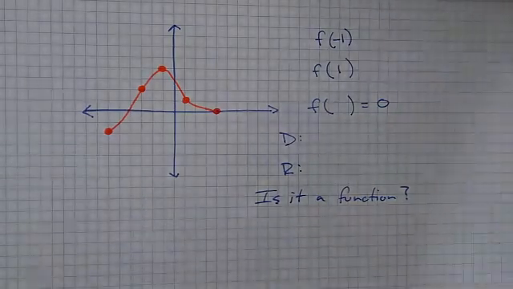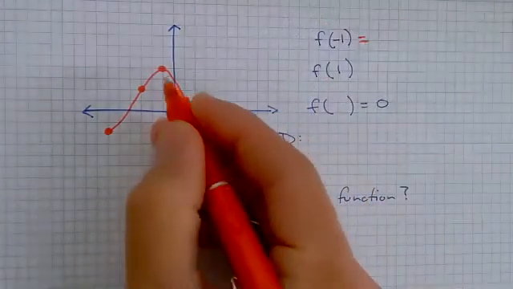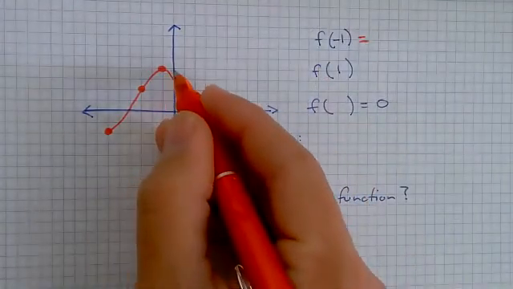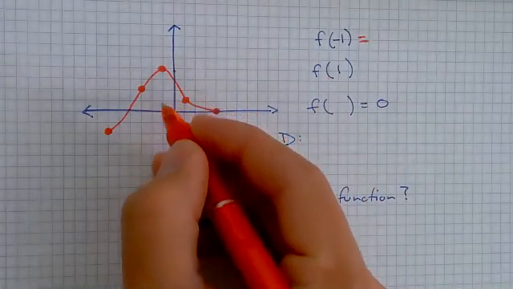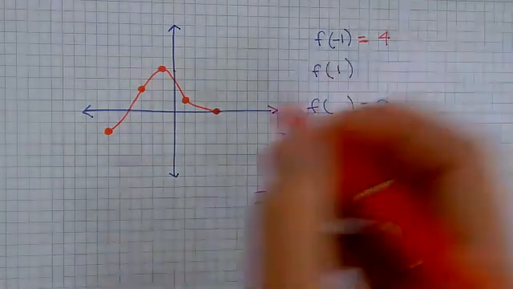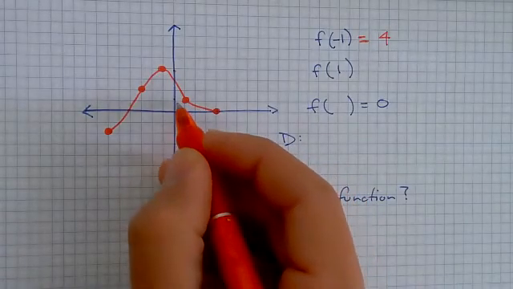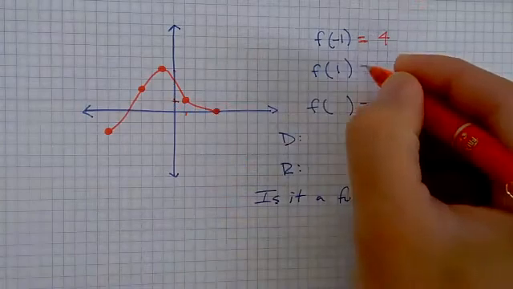All right, so f of -1, that's your input. Here's the output right here. Has a y value of 1, 2, 3, 4. f of +1, here's the input. Output's also going to be 4.